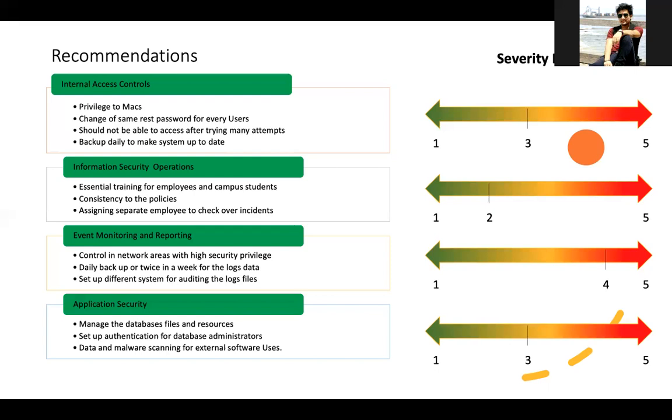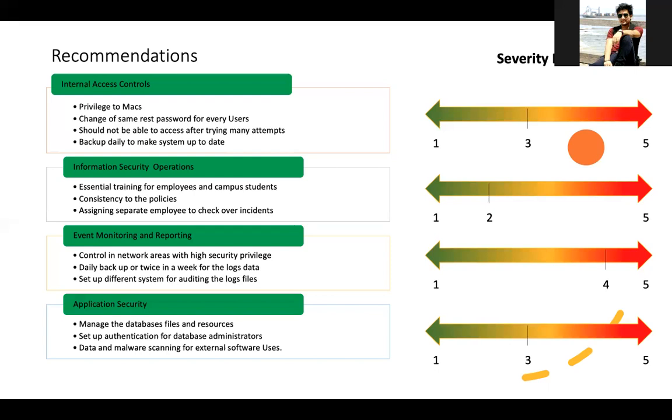The event monitoring and reporting, as I say, is very high risk, and it says four. We have to do the data backup, and the wireless network should be protected more seriously than any other network, because there are a huge number of students and staff over there, and it's a really big university, and you never know how and when the attacks will come into the system.